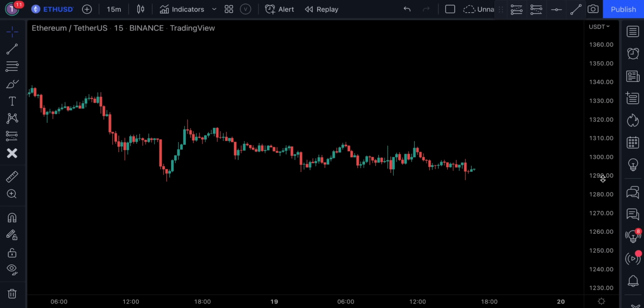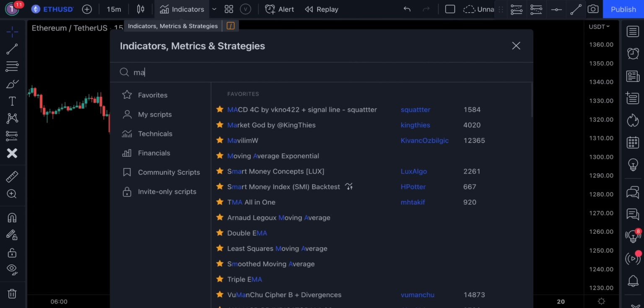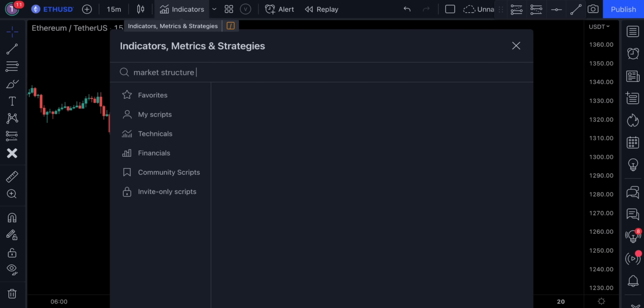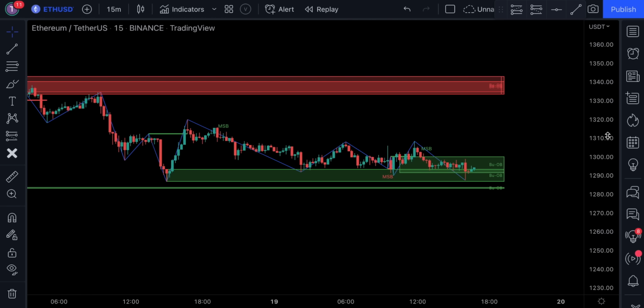Okay, now let's go ahead and search for the indicator the strategy is based on. For that, let's click on the Indicators tab and type in Market Structure Break and Order. It's going to be this indicator by Emre KB. This indicator basically shows the market structure break and order blocks.